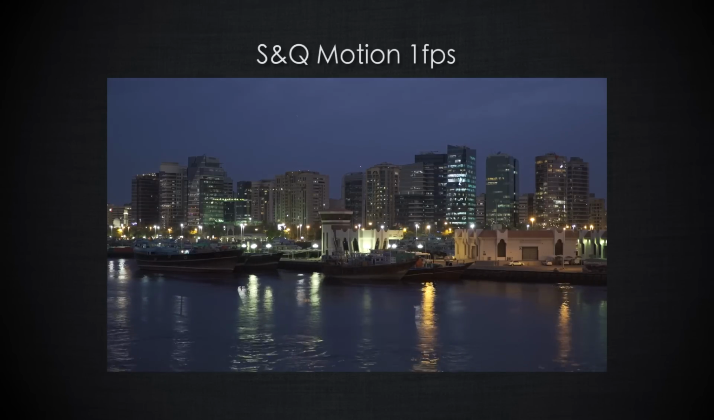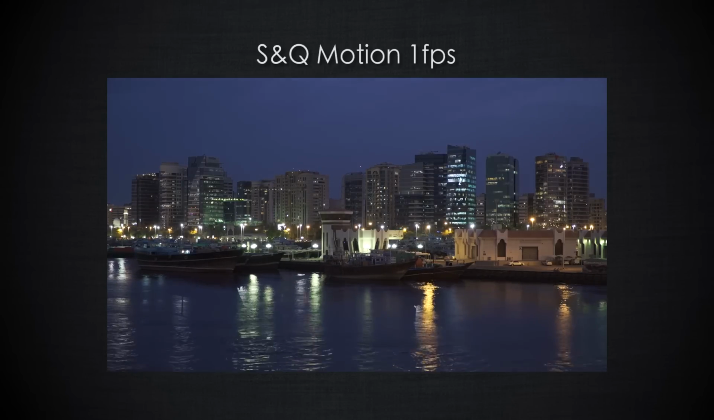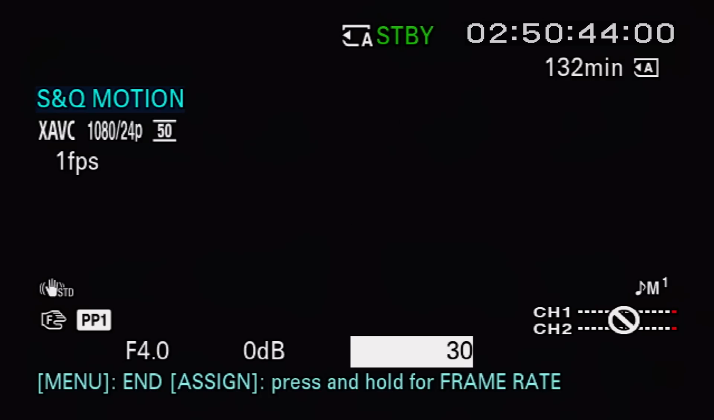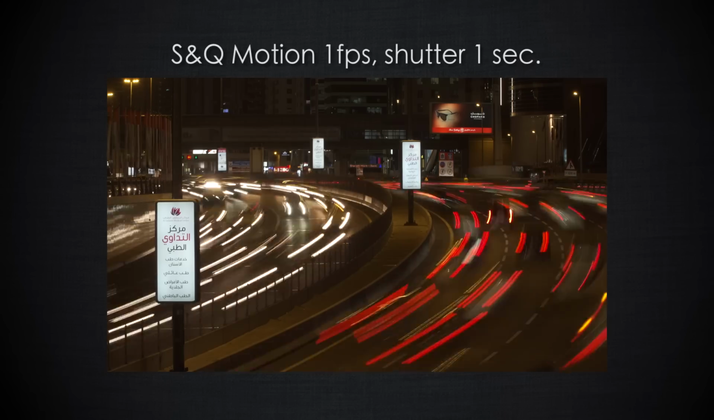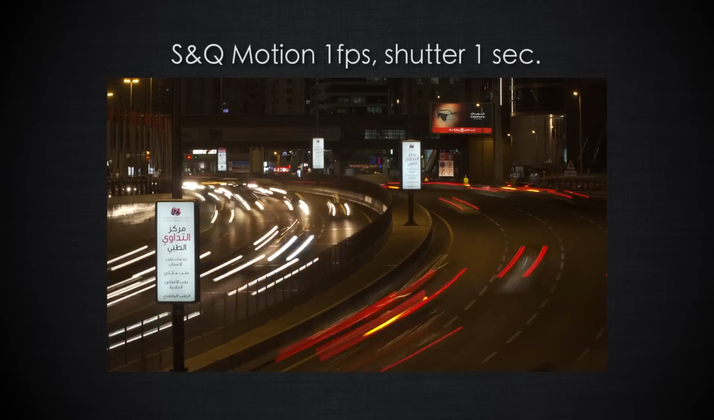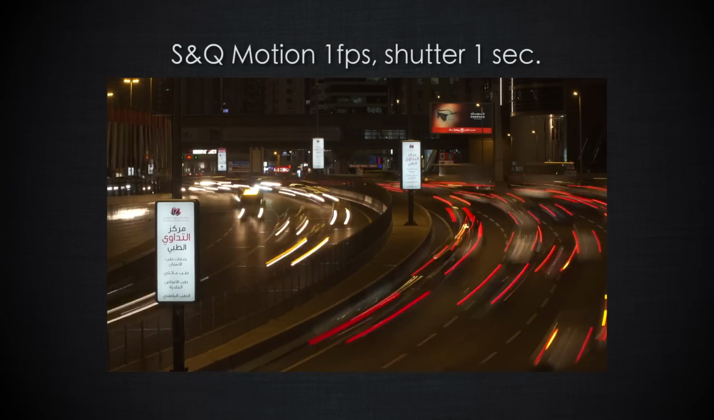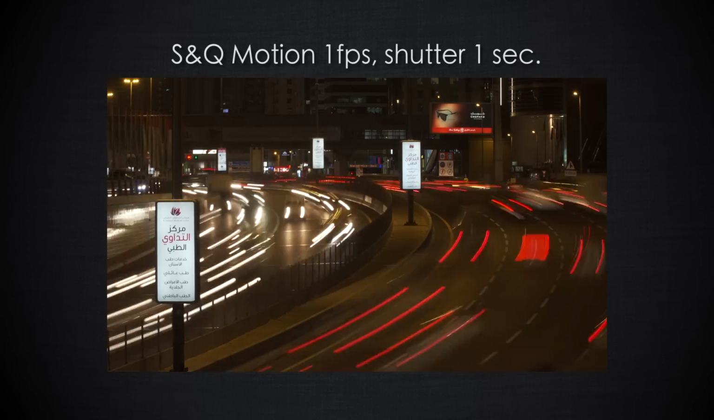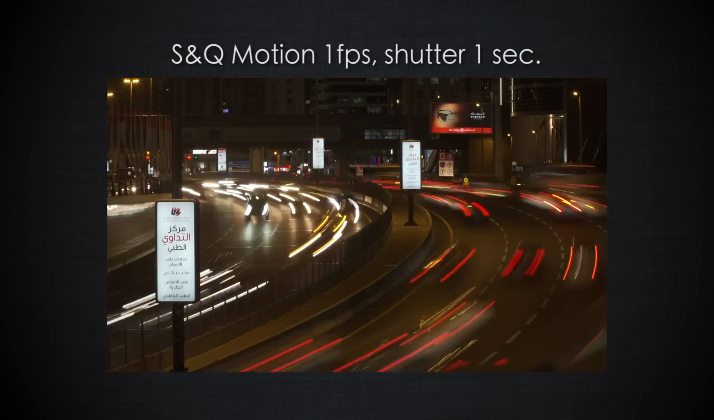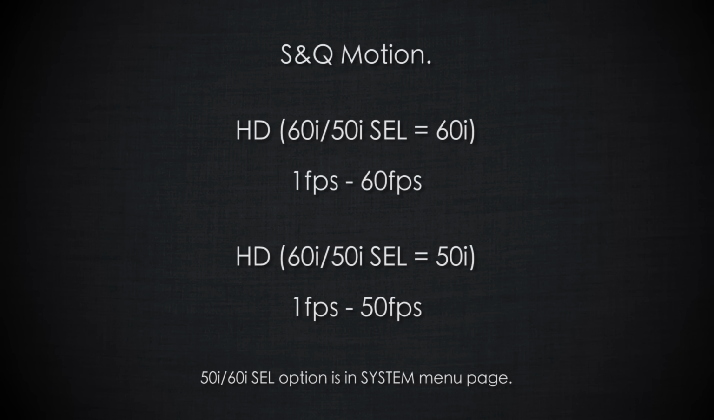If you're shooting at very low frame rates, such as 1 frame per second, another thing that you might want to consider is changing the shutter speed to a much longer shutter speed. And this will give you that nice blurred headlight effect when shooting traffic, cars, or objects moving around in low light. With S&Q motion in HD, it's possible to shoot at up to 60 frames per second.